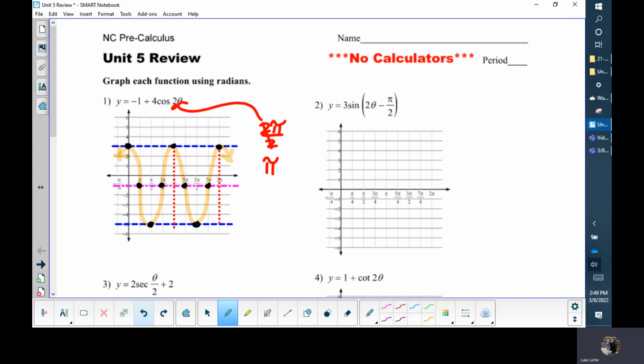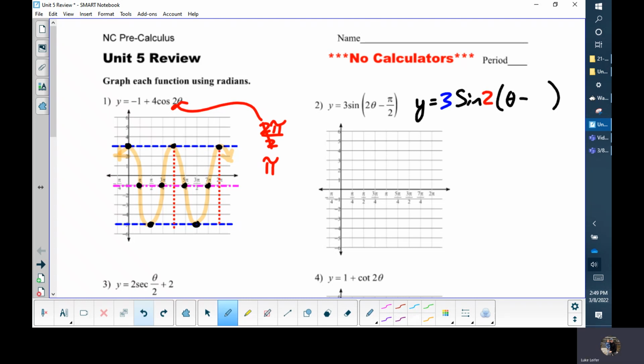Okay, next one. I might rewrite this one. So y equals, I'm cool with that. I like the period here. I'm okay with the word sine. I don't really like that theta is with that 2. So I'm going to go ahead and pull the 2 out.